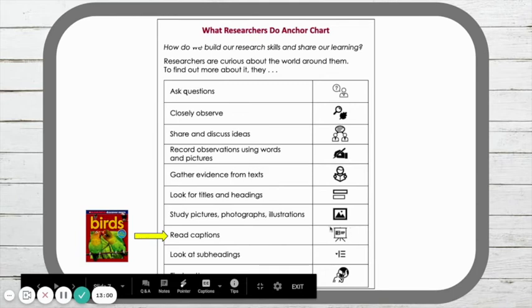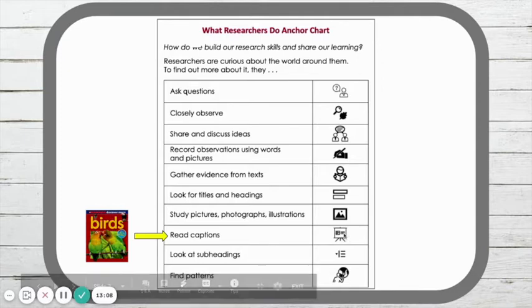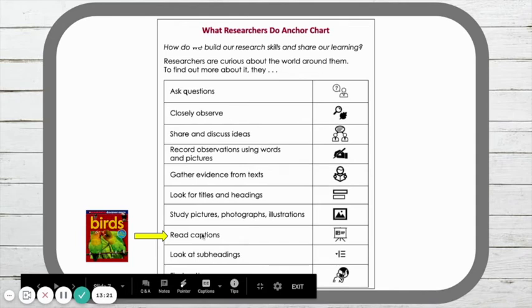You can see in this little picture that there is an illustration or a photograph, and there's a caption right beside it. Researchers use the captions to help them learn more about the text. How did the captions today help us learn more about the different beaks of the birds? How did those captions help us learn today?